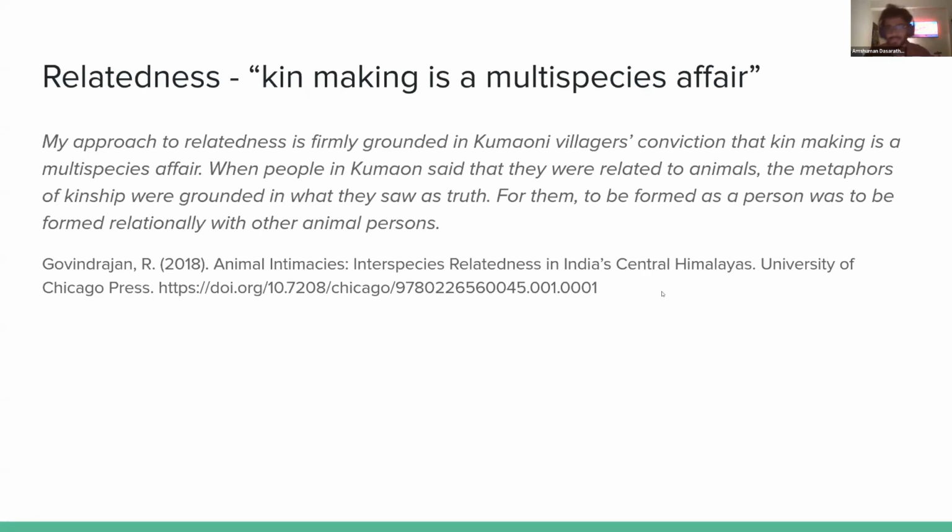The first cluster of ideas that I wanted to talk about is relatedness, which is a big conceptual fulcrum on which she understands a lot of her encounters in Kumaon. So she says, my approach to relatedness is firmly grounded in Kumaoni villagers' conviction that kin making is a multi-species affair. When people said that they were related to animals, the metaphors of kinship were grounded in what they saw as truth. For them, to be formed as a person was to be formed relationally with other animal persons.